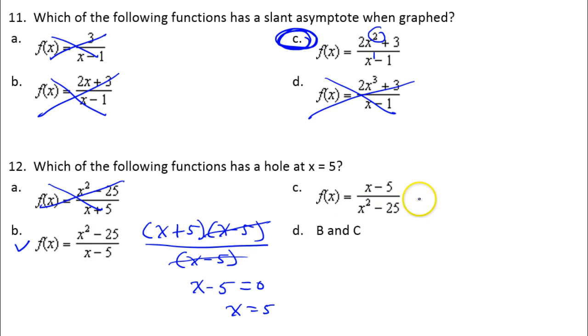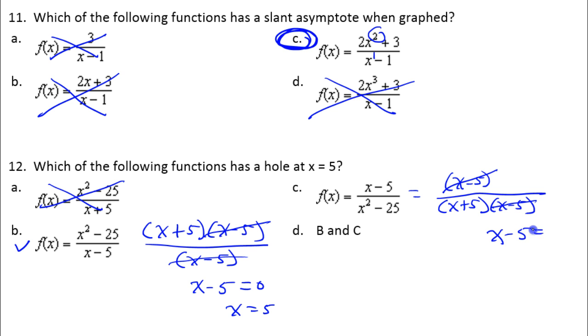But let's look at C. At C, in the numerator, of course, I have x minus 5. In the denominator, again, I have x plus 5, x minus 5. Again, x minus 5 cancels out. So again, x minus 5 equals 0 shows me where the hole is. Adding 5 to both sides, I have that x equals 5, which is what I wanted. So I will have a hole for B and C, which is one of my options. So the answer is D.